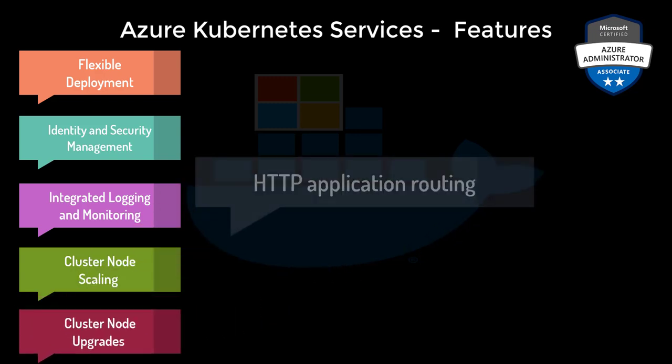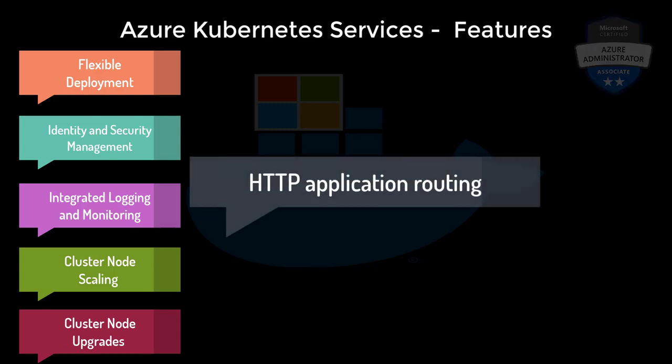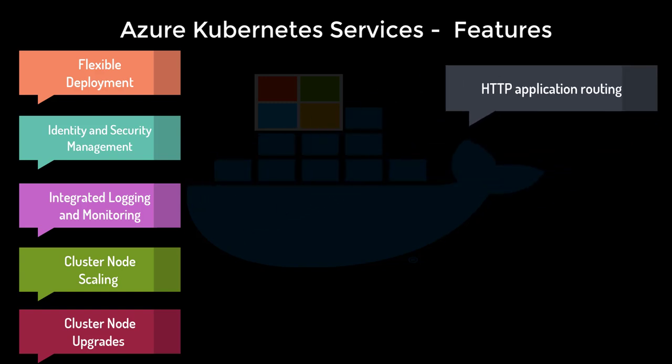The HTTP application routing solution makes it easy to access applications deployed in your AKS cluster. That means when you enable the HTTP application routing, it will configure an ingress controller in your AKS cluster. So as the applications are deployed, publicly accessible DNS names are automatically configured.